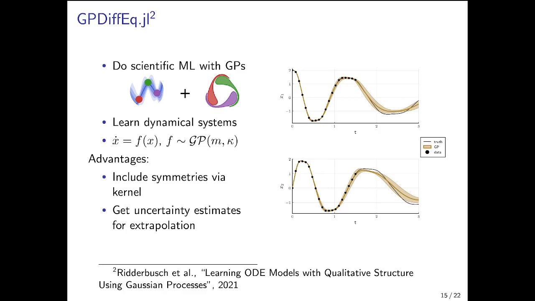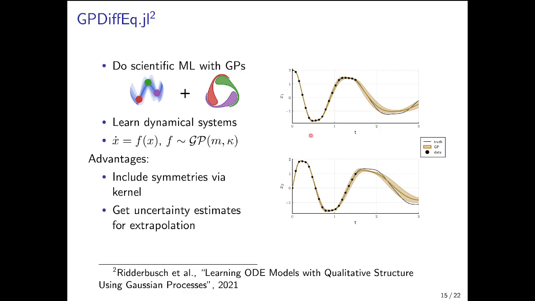The purpose of this package is to use GPs to specify dynamical systems. So if you have an ODE of the form of the one here, so the time derivative of the state being some function of the state, the purpose of this package is to let you place a GP prior over this function of the state, and then to do inference in that GP based on observations of the system. And as Stefan kindly pointed out to me, the benefits of this are that you can include symmetries via the kernel, and you can get uncertainty estimates for extrapolation.